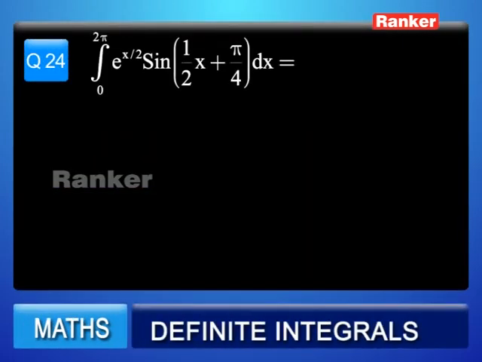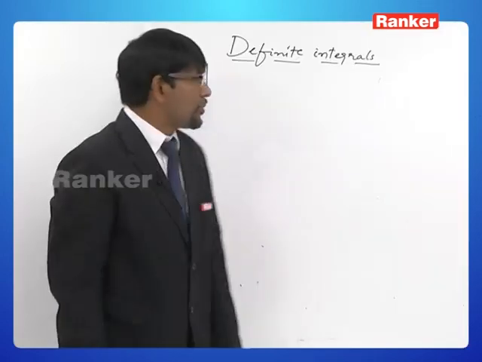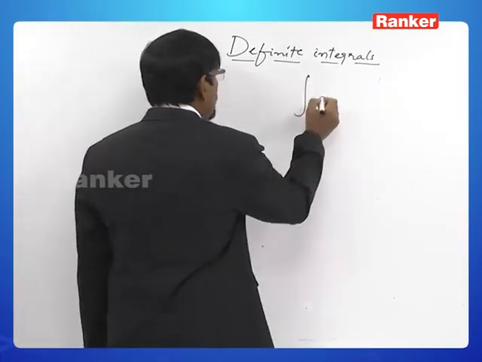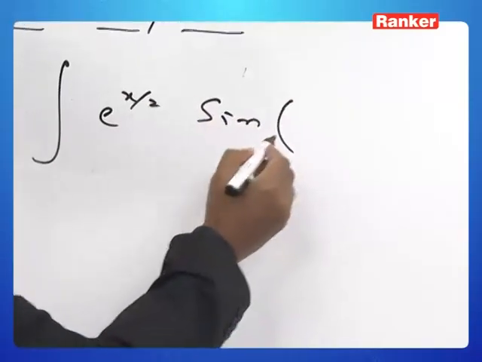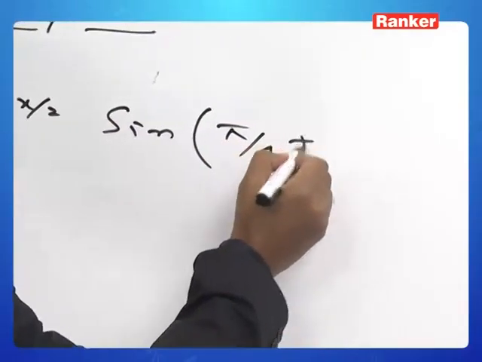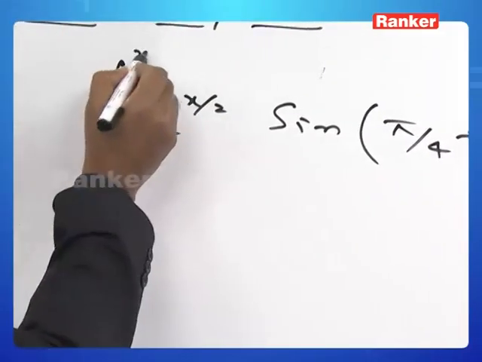Integral 0 to 2 pi of e power x by 2 into sine of x by 2 plus pi by 4 dx is equal to: first option 2 root 2, second option 0, third option 2 pi, and fourth option e power pi. So, let us write the question. E power of x by 2 into sine of pi by 4 plus x by 2 dx from 0 to 2 pi.